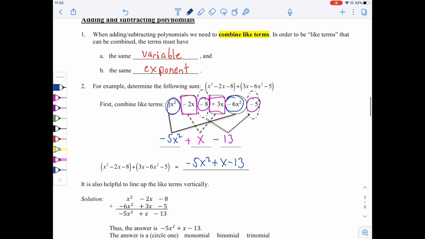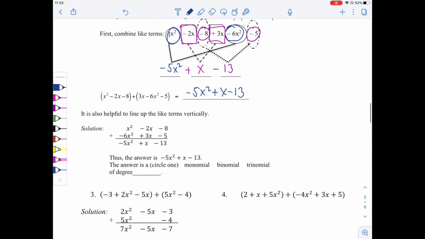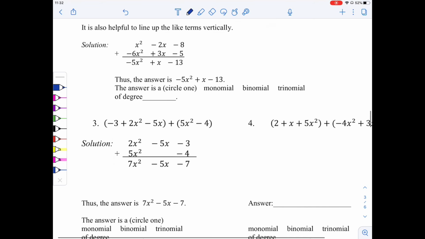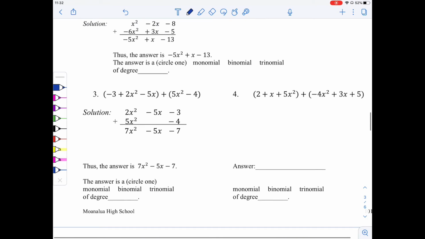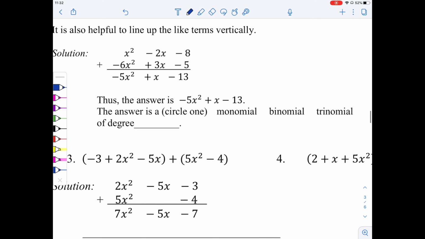Okay, so when we get to polynomials, it may be helpful if we line them up vertically by exponent. And when we get harder ones, like in Algebra 2, we're going to line these up vertically to help us out. Right, so like number 3, we want to line them up vertically. Again, this one real quick.